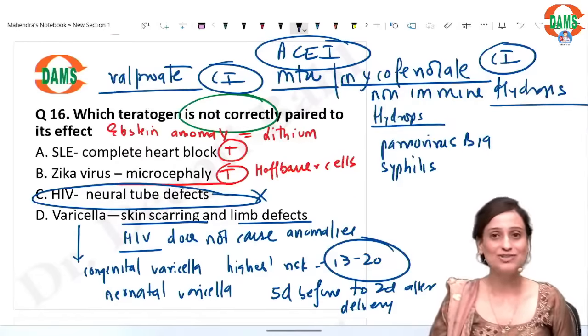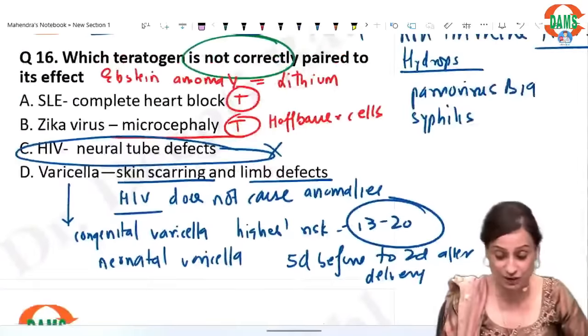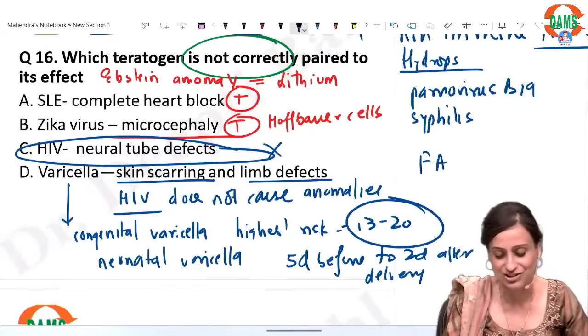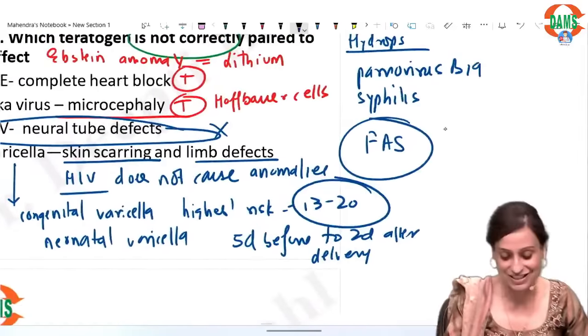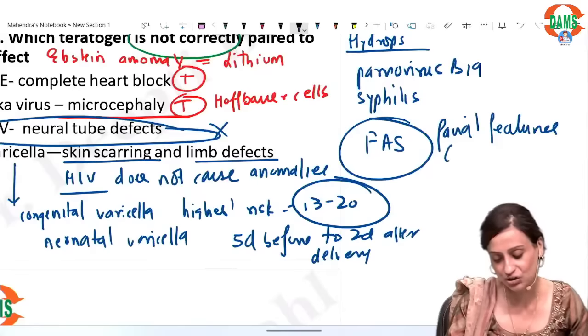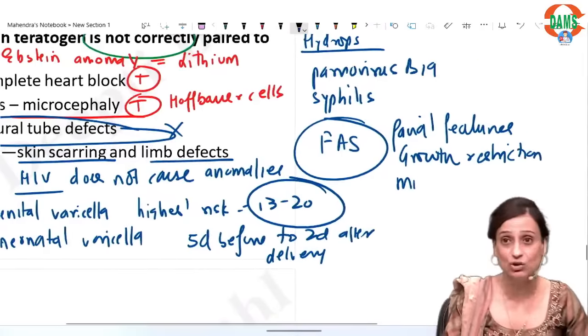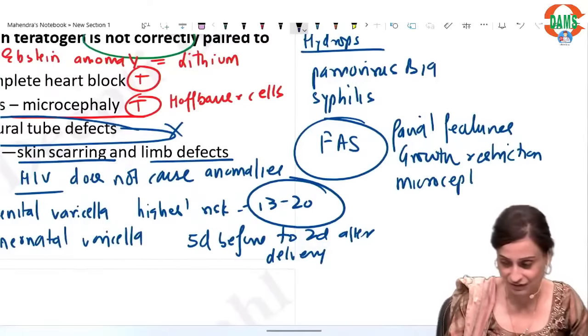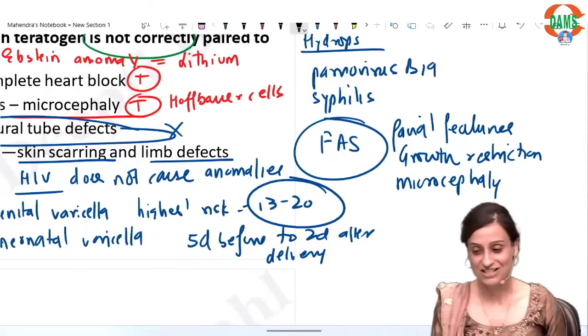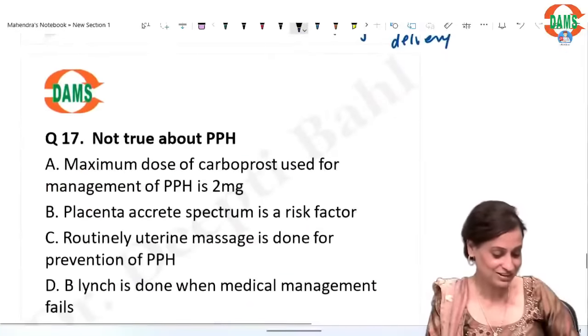Fetal alcohol syndrome is one more thing which INICET asks. So remember the triad of FAS. Who is going to tell me the triad of FAS? The triad of FAS is characteristic facial features, growth restriction and microcephaly. So remember FAS as well. Should we move on to the next one? Is everyone ready? Okay, perfect.